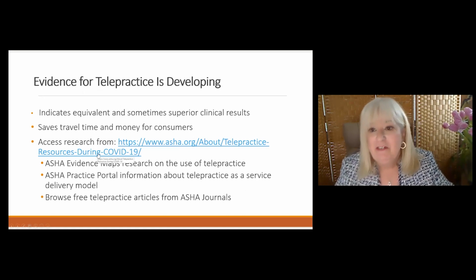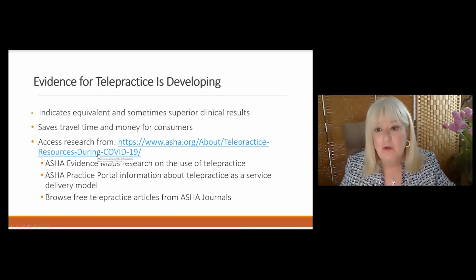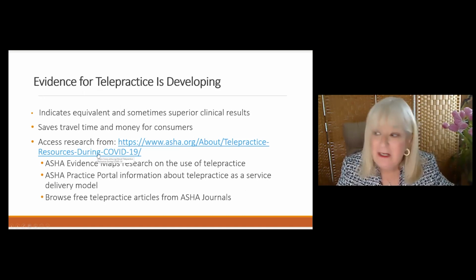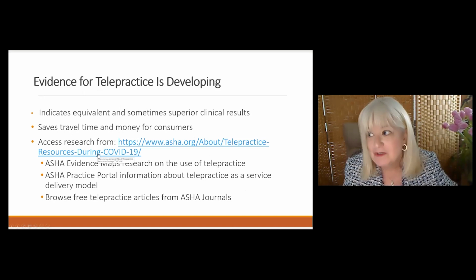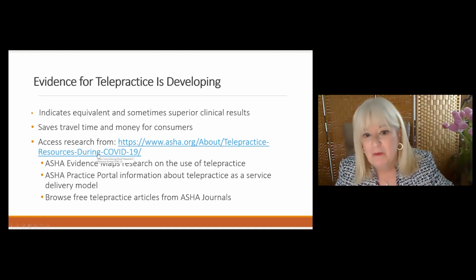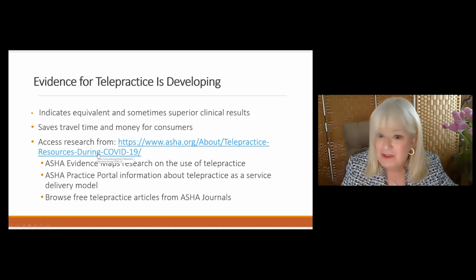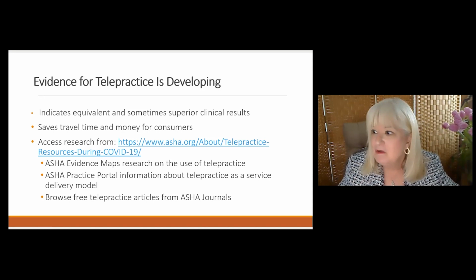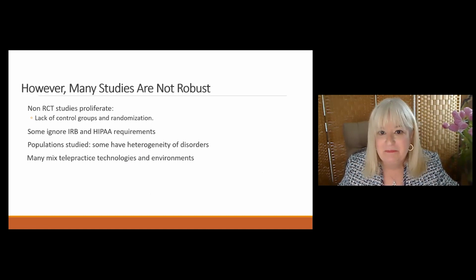Well, we do know that the evidence for telepractice is developing. It looks equivalent, and it's sometimes superior in terms of clinical results. And that's why the wisdom is to charge as much for telepractice as you do for in-person treatment. We know from Lynn Covert's work that it saves travel time and money for consumers. And if you want to access research, there's a very good site from the American Speech-Language-Hearing Association that presents evidence maps, and it's updated. And there are a lot of journal articles that are free from the American Speech-Language-Hearing Association.